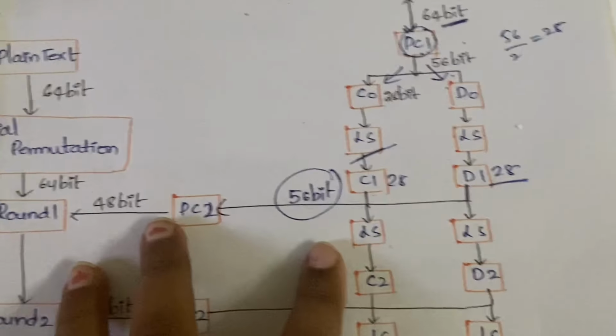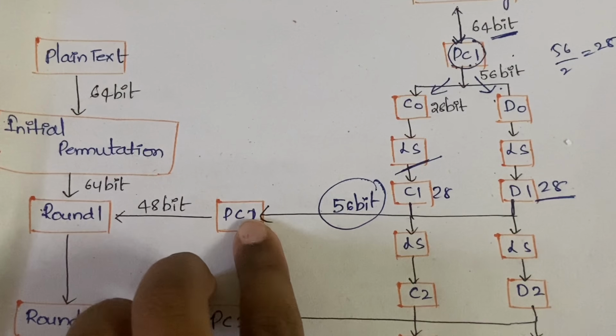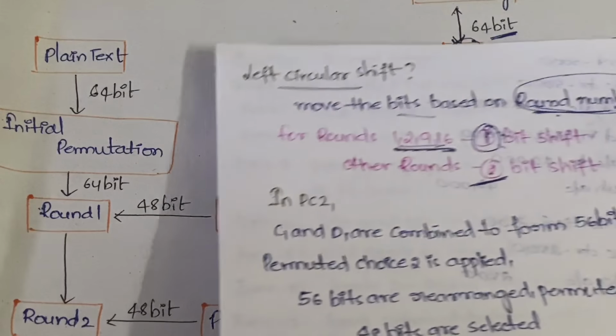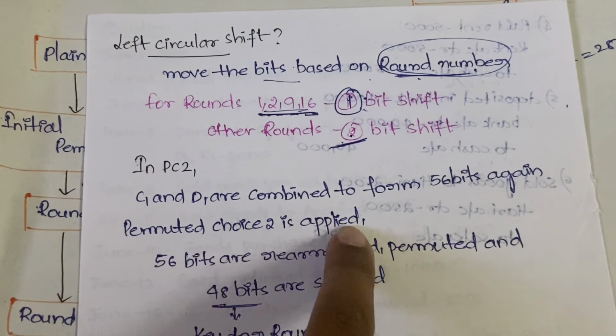Now this 56 bit is sent into a PC2. PC2 is nothing but the permuted choice 2. So what do you mean by permuted choice 2? I'll be explaining that also. So C1 and D1 are combined to form 56 bits again, and permuted choice 2 is applied.